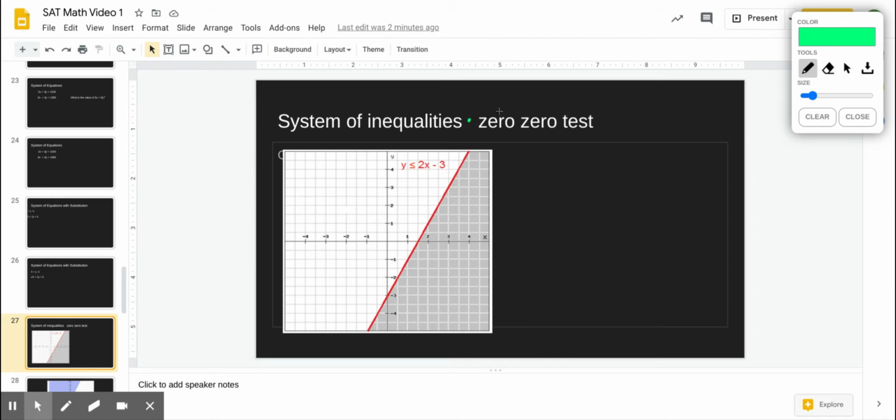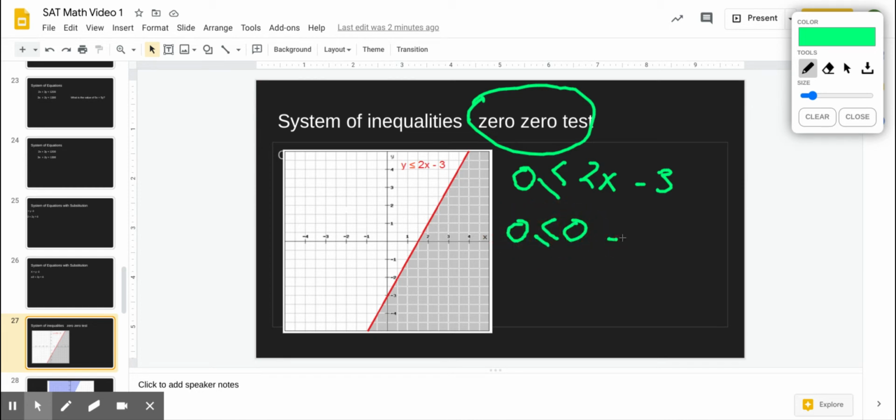So what we want to do with the 0, 0 test right here, 0, 0, is we want to know if we're shading up on this line toward the origin or away from the origin. That's why we say 0, 0 test. So all we're doing is, instead of saying y, we're just saying 0. We're saying 0 is less than or equal to, and just plug in 0 for the x and y. So 0, because 2 times 0 is 0. So 0 is less than or equal to 0 minus 3. Is 0 less than or equal to negative 3? No, it's false.